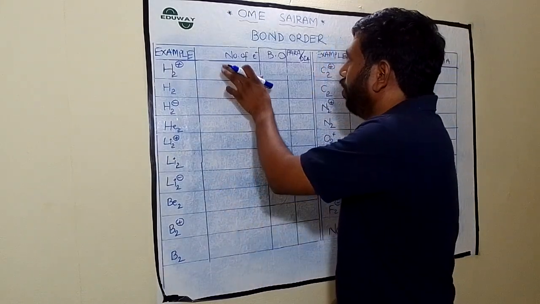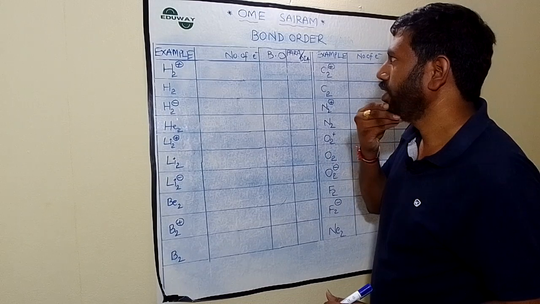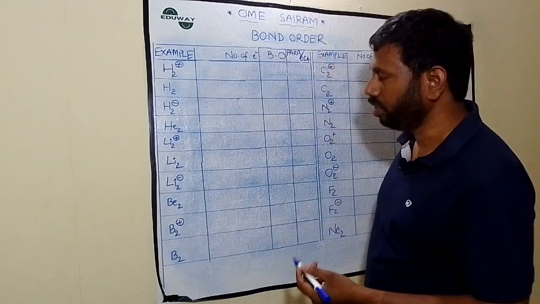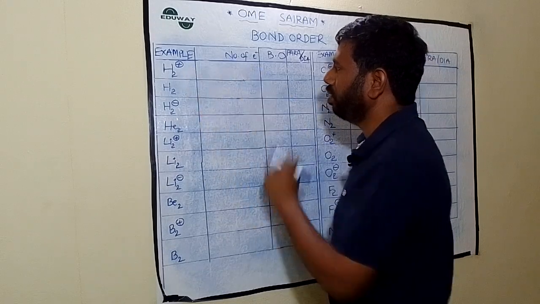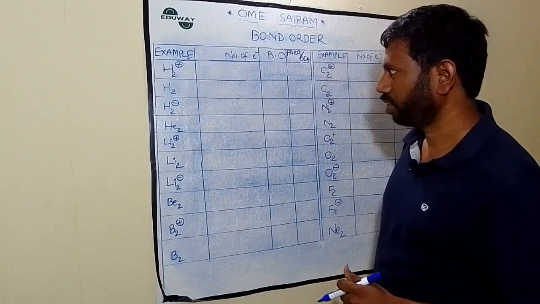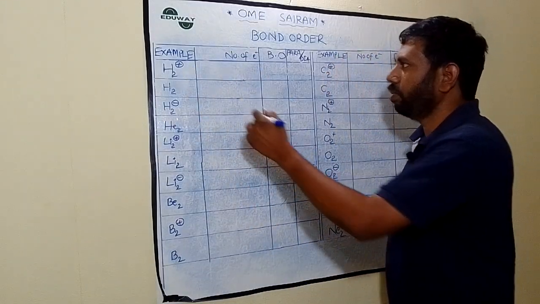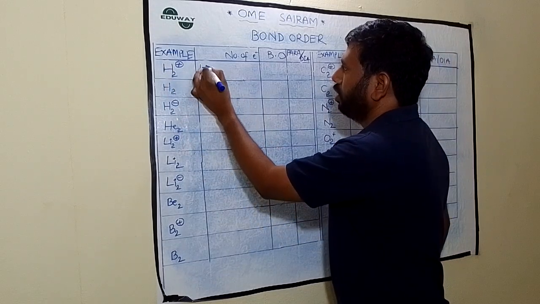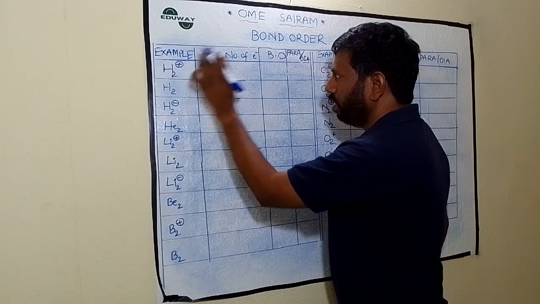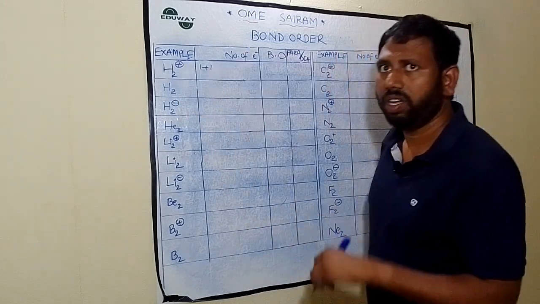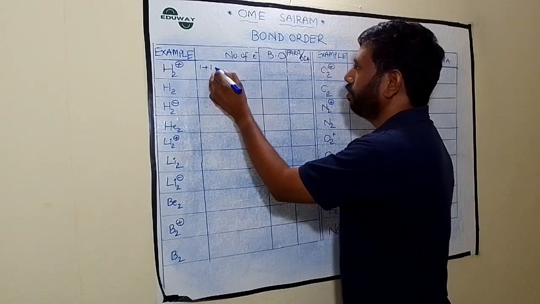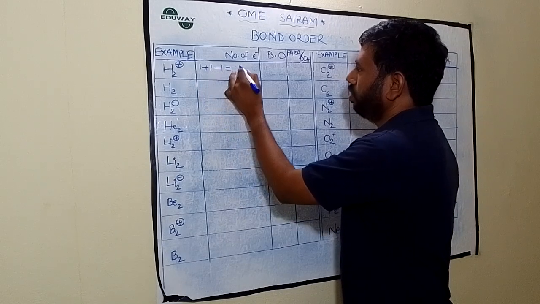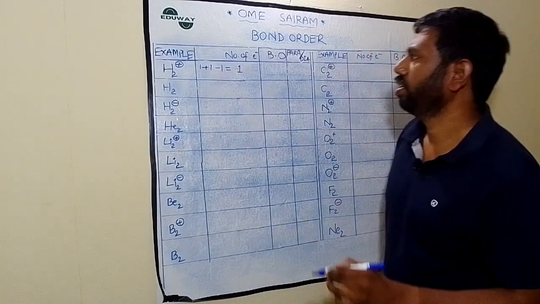First, we have to find out the number of electrons. First example, H2 plus. Already you know that the atomic number of hydrogen is 1. There are 2 hydrogen atoms, 1 plus 1, and there is a positive charge. Positive charge is nothing but 1 electron less. Now 1 plus 1 minus 1 equals 1.